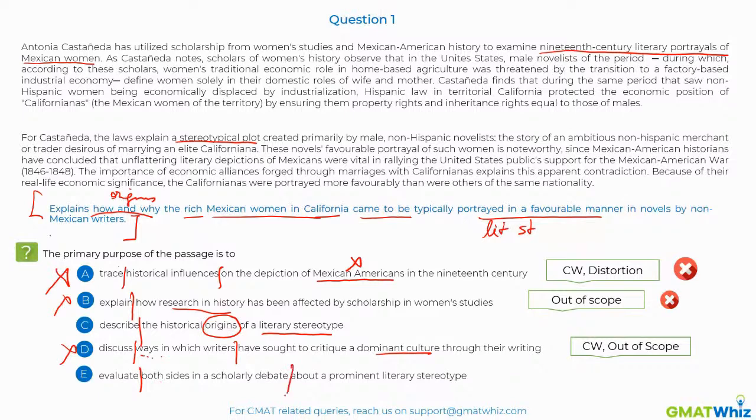Both sides in a debate. Is there a debate anywhere in the passage, guys? Anywhere anybody is creating a debate? No. Is there a debate about what plot was used? No. There is no debate anywhere. So I'm going to go with C. That's how you will align your thought process, guys.